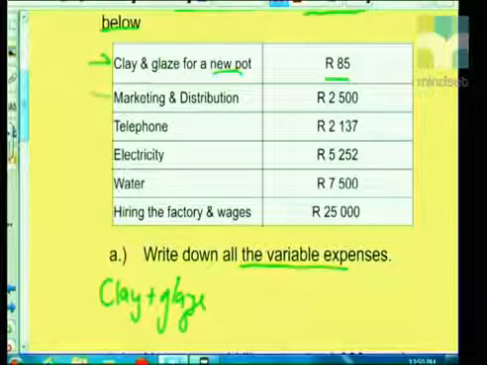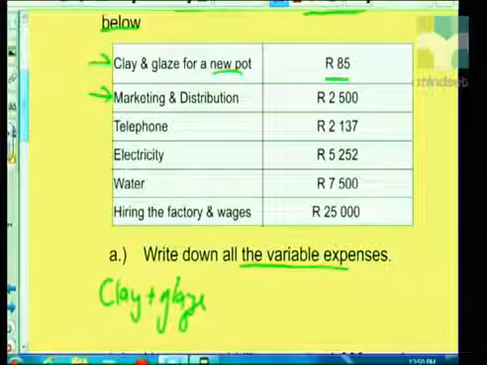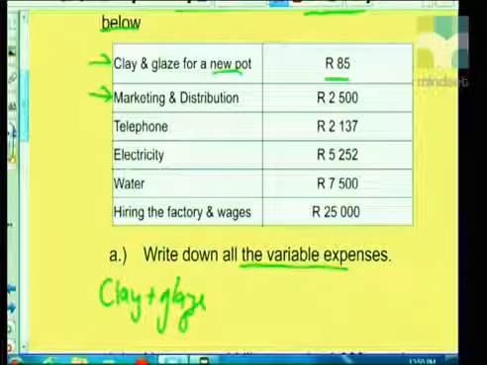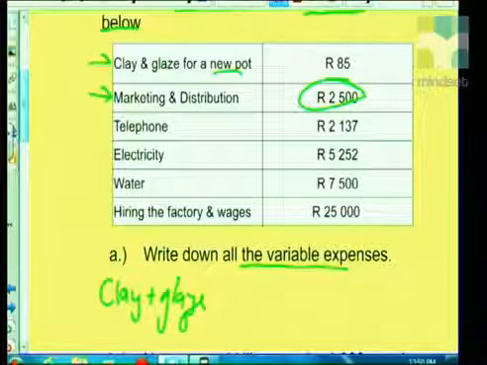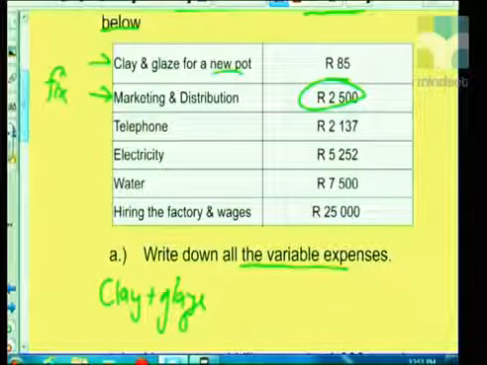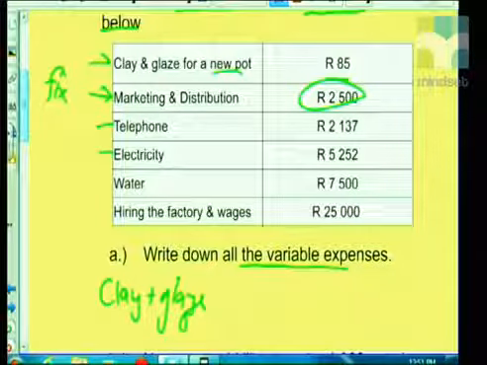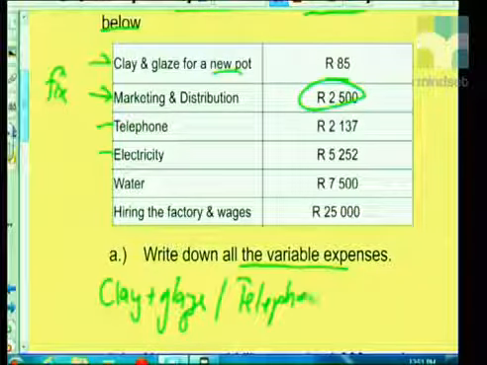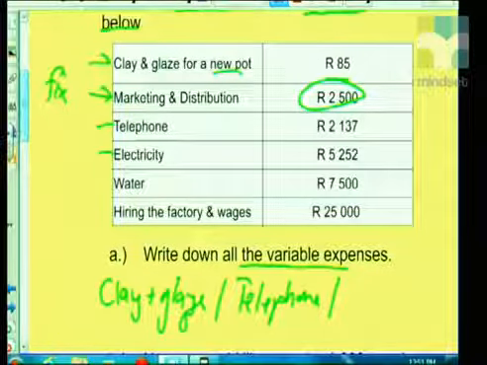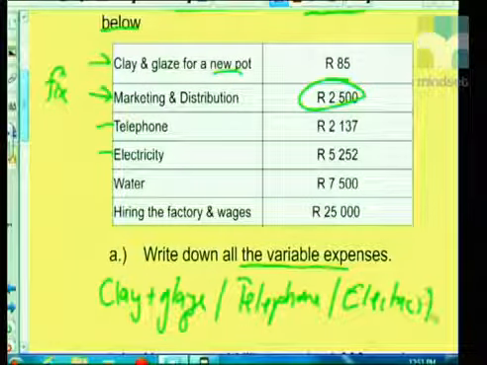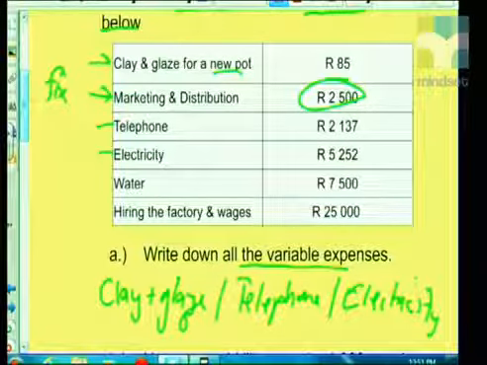What about the marketing and distribution costs? Well, that could be variable as well, because we don't know. We might have a contract here. It might be fixed. I'm going to suggest that that's fixed because it's in a contract and it's rounded off. Telephone and electricity, I think that's definitely variable, because you don't know from 1 month to the next how many times people are going to speak on the phone, and unless you've got a bundle that allows you unlimited time on the phone, you're going to be changing your telephone costs and electricity costs every month.